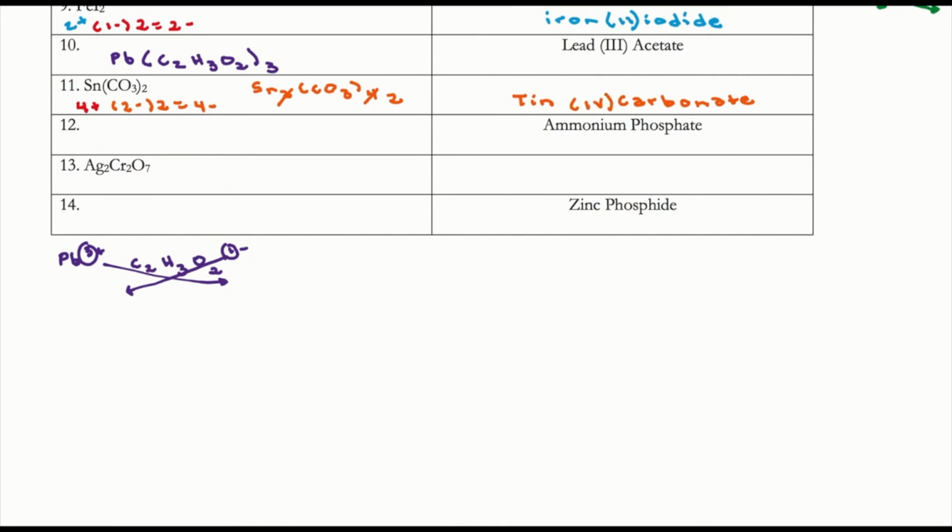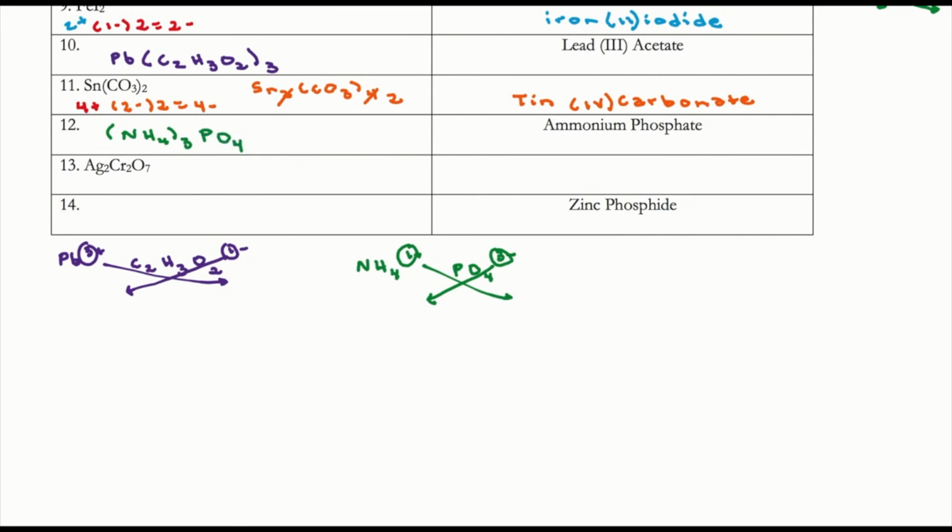Okay? Ammonium phosphate. I need to figure out the formula. So ammonium is NH4 with a +1 charge. Phosphate, PO4, is a 3 minus charge. So when you cross your charges, this is going to be in parentheses, because I have 3 of them, NH4, 3, and then PO4.